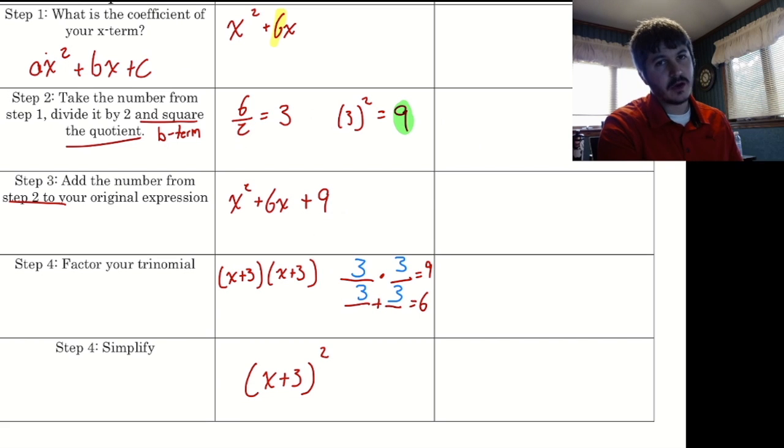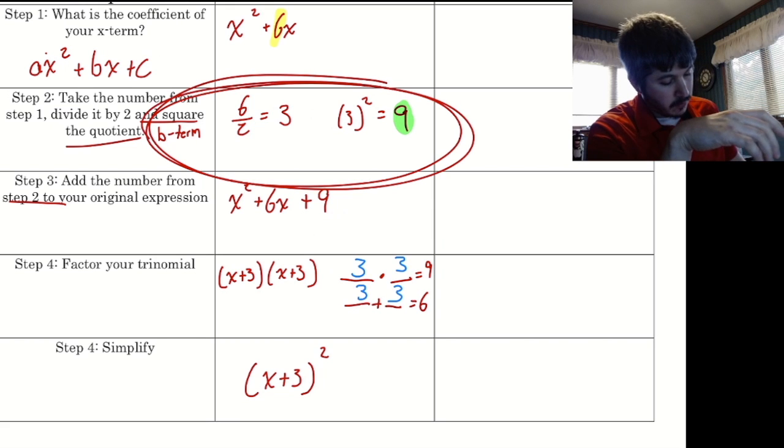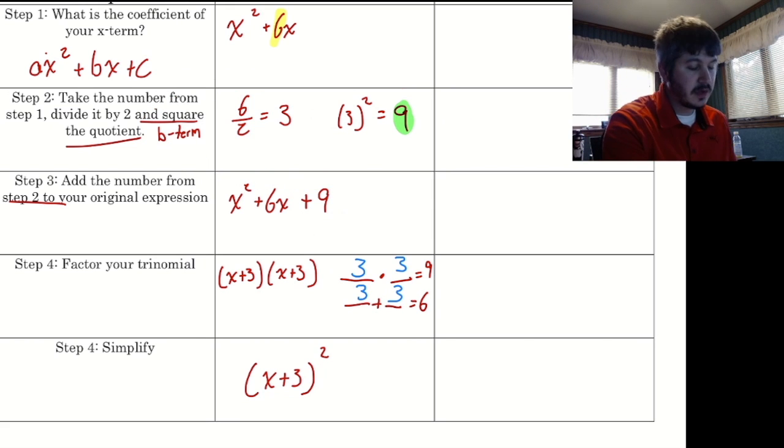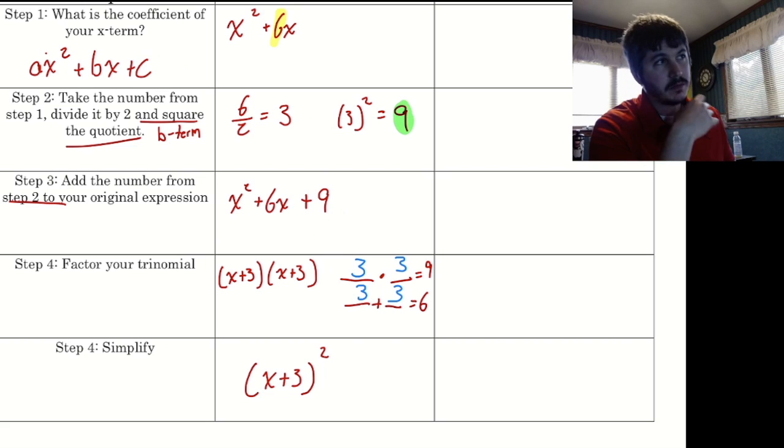It's always that b term, divide by 2 and square it. I might do some things a little differently, but that's usually always the method of completing the square. Divide the b term by 2 and then square it, which is a lot of this step right here. That's the step that we're going to really need to utilize in order to complete the square.